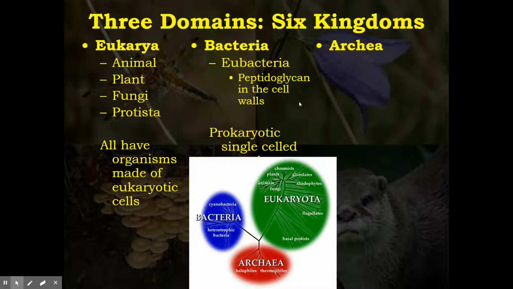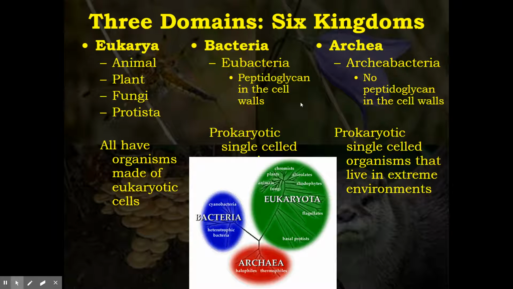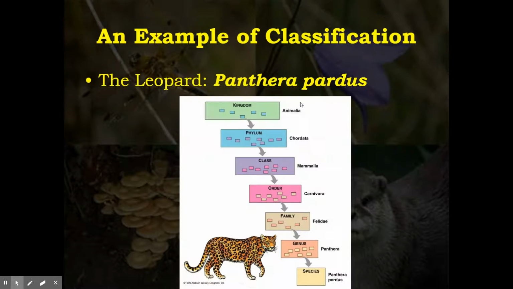And then the last domain is called the archaea, and that is where we get the archaeobacteria. And they don't have peptidoglycan in the cell walls, and these are our extreme environmental organisms. Okay. So the 3 domains are eukarya, bacteria, and archaea, and then the 6 different kingdoms fit into those 3.